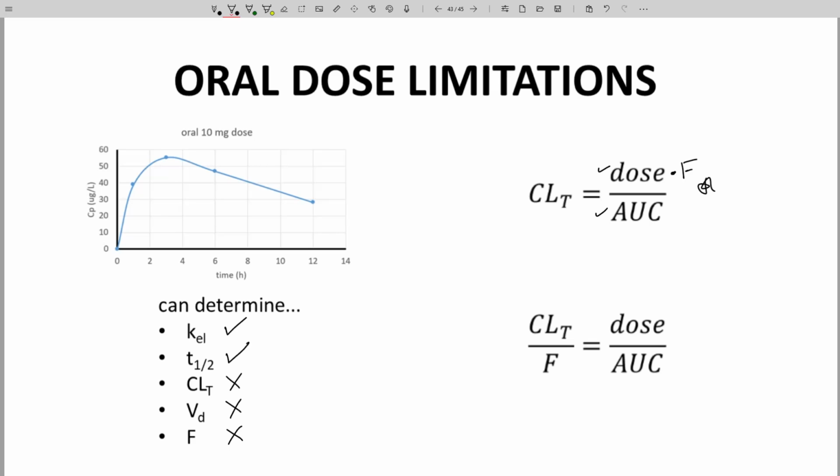What can we do? Well, we can go ahead and calculate clearance while including F as an unknown. Instead of solving for Cl, we'll solve for Cl over F. I personally find this very unsatisfactory, but it's all that can be done. When we report the clearance of this IND, we report Cl over F.